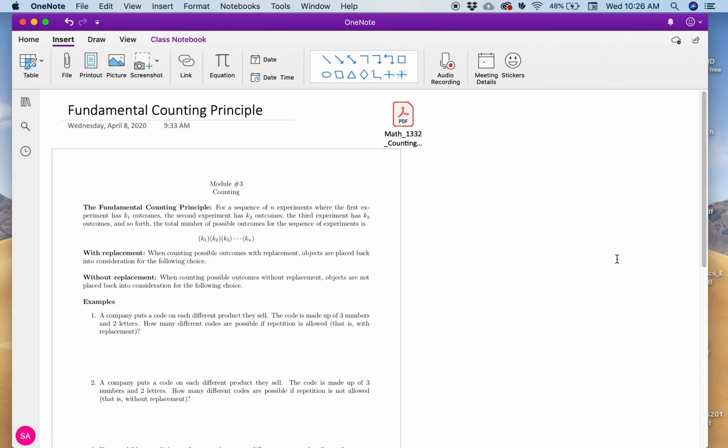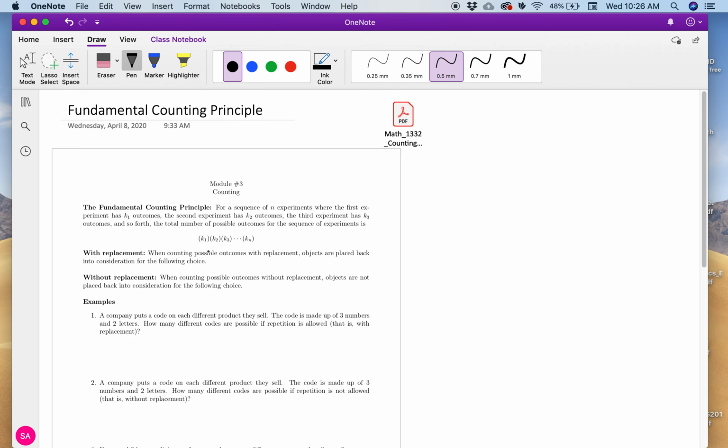Anyway, today we are going to start talking about counting. This whole week is going to be about counting. Last week we talked about probability, figuring out how likely something is to happen. So this week we're going to be doing counting, and then the next week we'll be combining counting and probability. So the first thing we're going to talk about with counting is this fundamental counting principle.